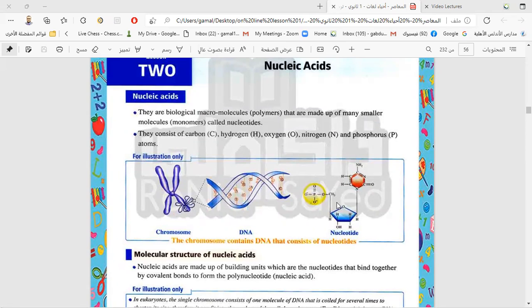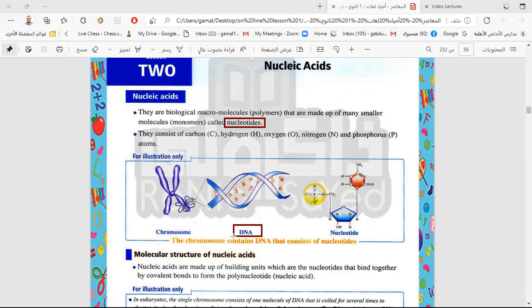We said before that nucleic acid is a type of biological macromolecules. It is a polymer which is made up of smaller units called monomers, and the monomers of the nucleic acid are called nucleotides. So we have the polymer, which is nucleic acid, and the monomer, which is called a nucleotide. The most famous nucleic acids, which we studied before, are DNA and RNA.